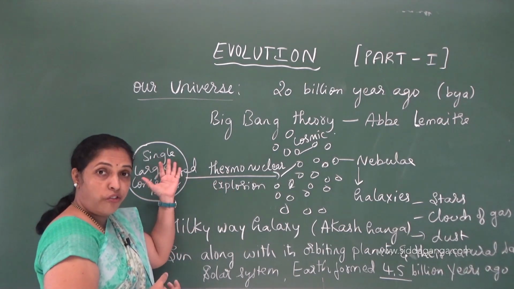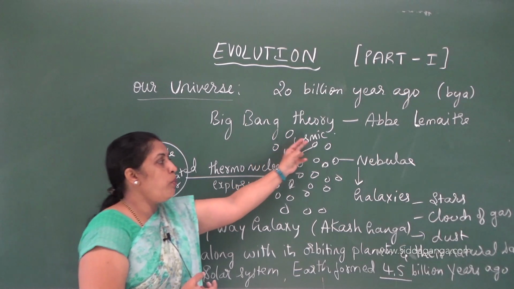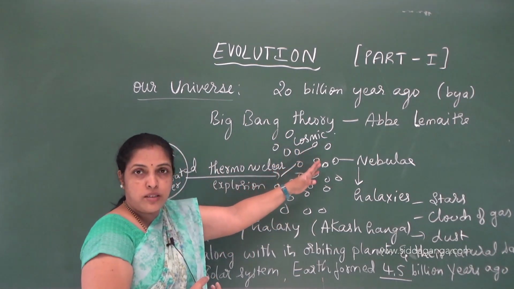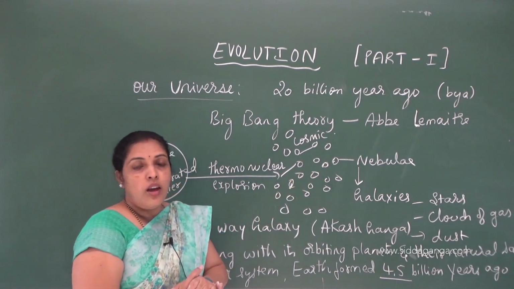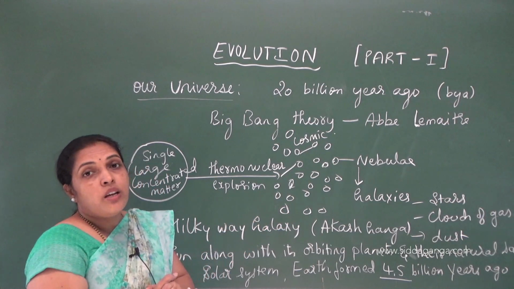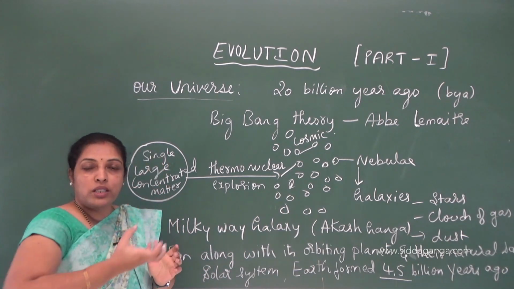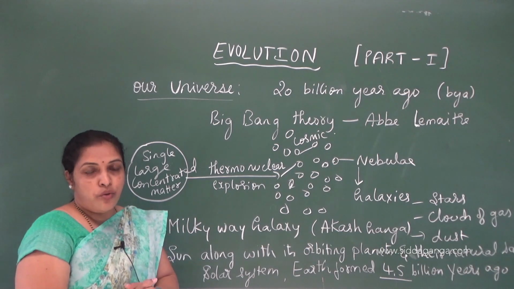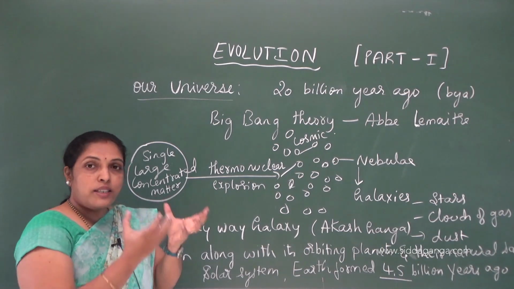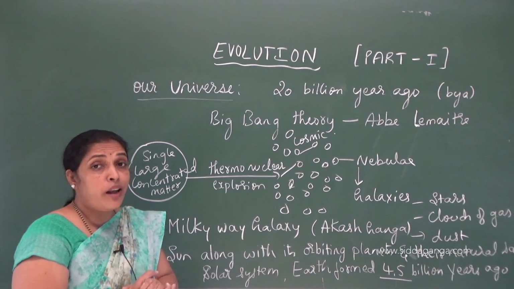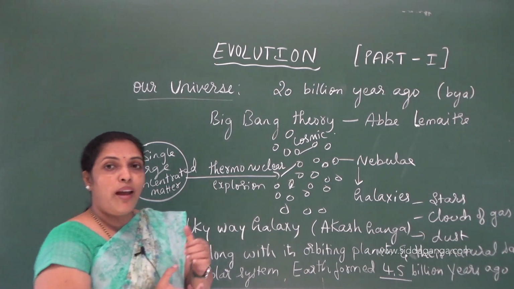The thermonuclear explosion of this gave rise to many cosmic materials. It threw out many cosmic materials called nebulae. When it exploded, the universe expanded, and as it expanded, the temperature started coming down. After some time, helium and hydrogen were formed. As the temperature came down, the gases started condensing under gravitation and formed galaxies.